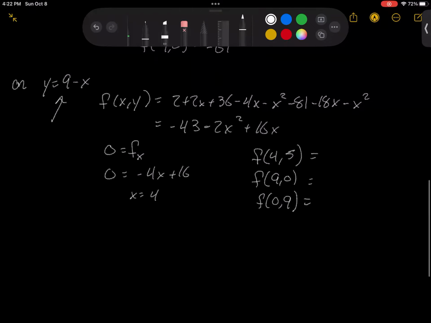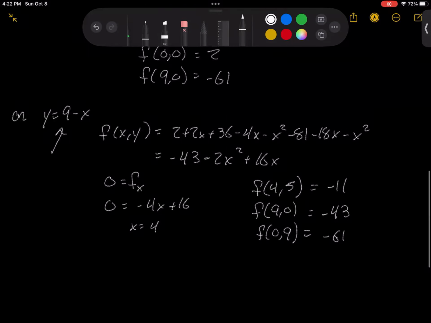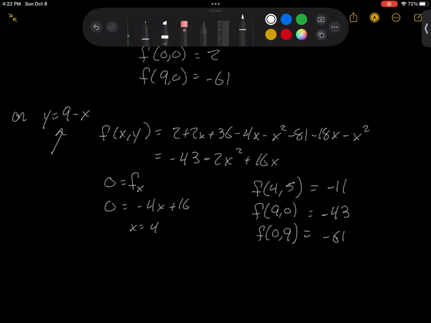Okay, your function value at (4, 5) is going to give you minus 11. (0, 9), we found to be minus 43. And (9, 0), minus 61. Cool, so we're pretty much done. If these are the only possible places where extrema can happen, I just need to look among them and figure out which one's the biggest, which one's the smallest.